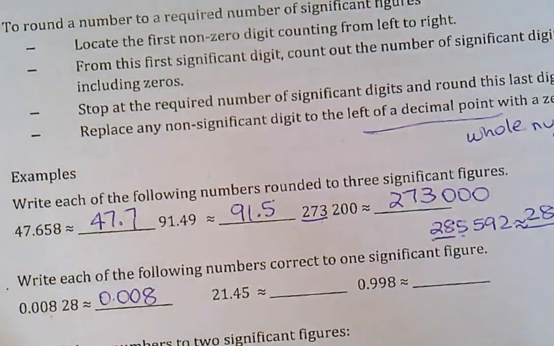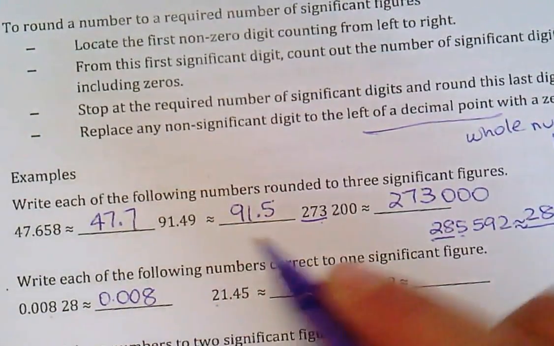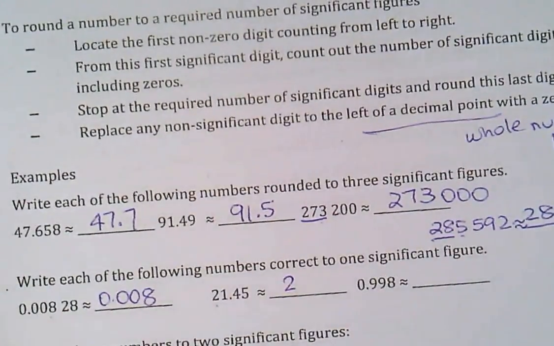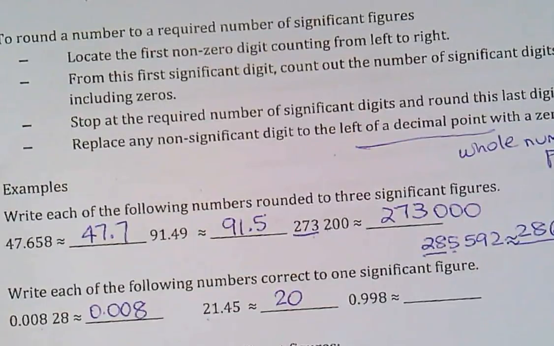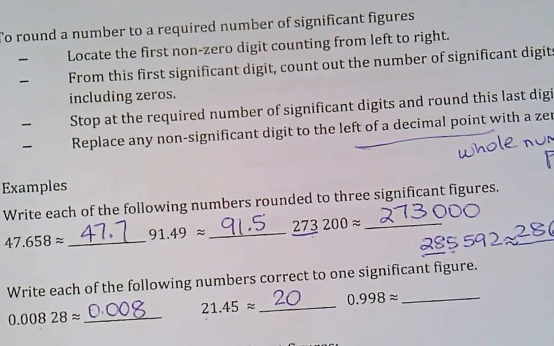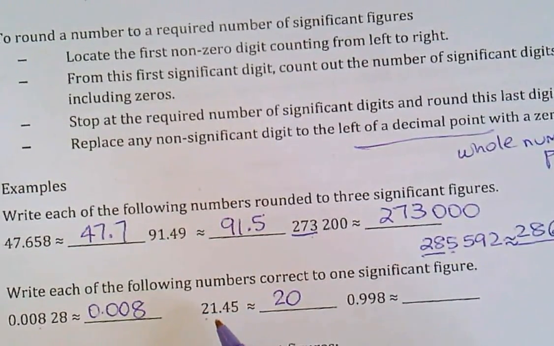21.45. I'm only allowed... Well, this 2, I've got to decide on this 2. Does it stay as a 2? What do I replace the rest with? 0. I'm just going to leave it as 20. Do you get it? 21.45, isn't it? All right, it's just about 21, isn't it?